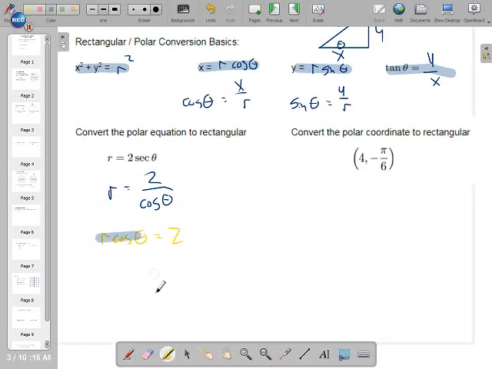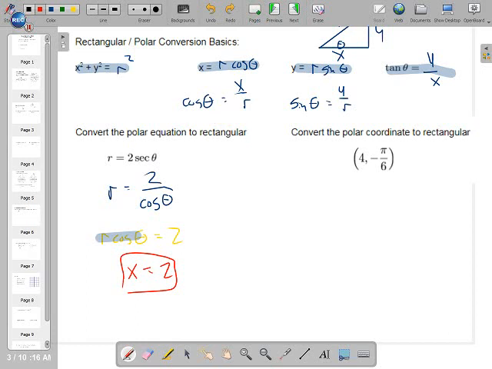So how does that help you? Well, now you have r cos θ, which we know is x. If I'm trying to convert to rectangular, I'm not allowed to have any r's and thetas. I'm only allowed to have x's and y's. Cool, that's x. x equals 2. No more r's and thetas. I'm in rectangular. So that's my answer.